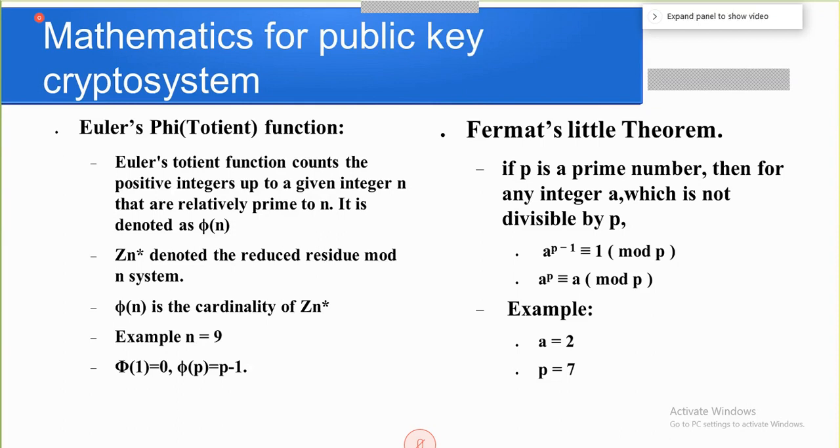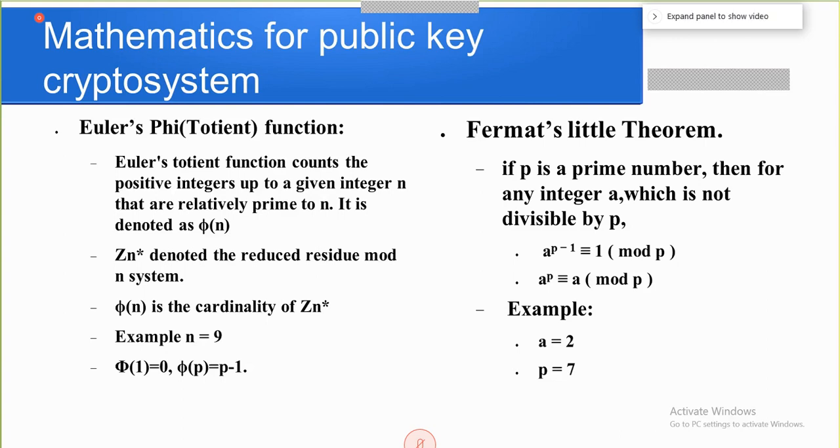So here Zn star is a set that is called the reduced residue modulo n system. The set Zn star contains all the numbers from 1 to n minus 1, or 0 to n minus 1, which are relatively prime to n. That is Zn star, the reduced residue mod n system. And phi n is the cardinality of Zn star. So that is how many numbers less than n are relatively prime to n. That is the meaning of Euler's totient function.